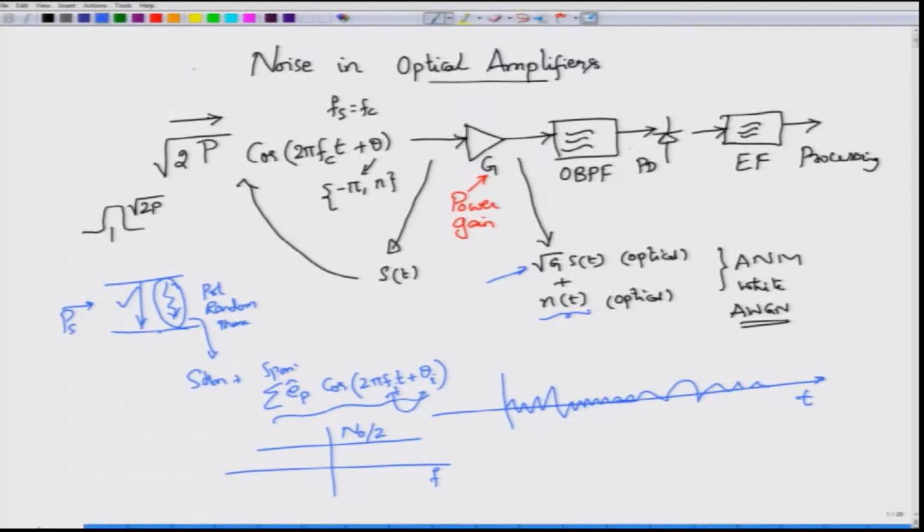What happens after the band pass filter? Remember that the signal is centered at Fc and usually has a certain finite bandwidth. So, if you choose your optical band pass filter having a bandwidth of B0, which is just enough to pass the signal, remember, the signal is coming from the transmitter all the way propagated through the fiber.